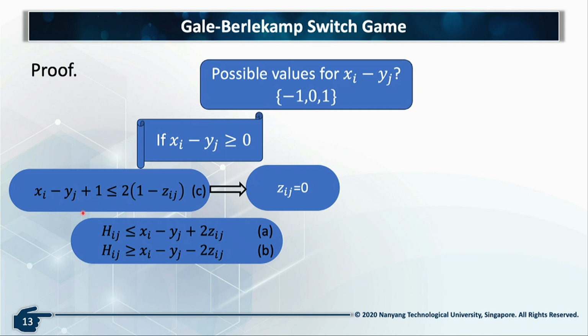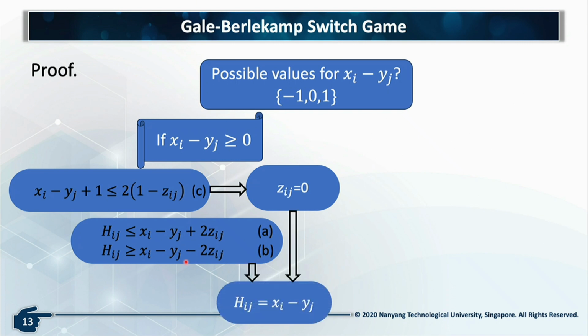And then if zij is 0, we can further look at constraints A and B to see. Constraint A implies hij has to be less than or equal to xi minus yj. And constraint B says hij has to be at least xi minus yj. So the intersection of these two constraints implies that hij can only be equal to xi minus yj. Right? Clear? So this is regarding the first possible case where xi minus yj is non-negative.